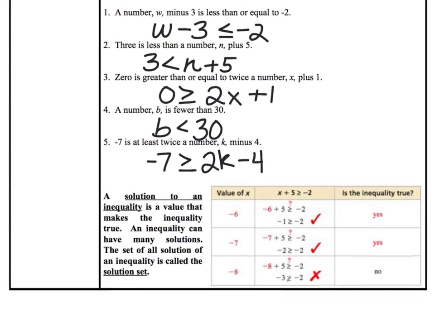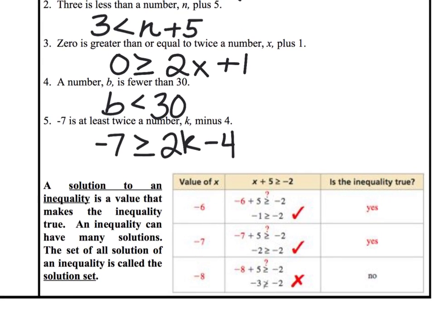Here in this bottom section you see how we can plug in to check if an inequality is true and to see if something is a solution. So if we're plugging in negative 6, we see that yes, it is true, and so negative 6 would be a solution of the inequality. X plus 5 is greater than or equal to 2. There can be lots of solutions for inequalities because lots of things satisfy and make that inequality true. And so when we have more than one, we call it a solution set.